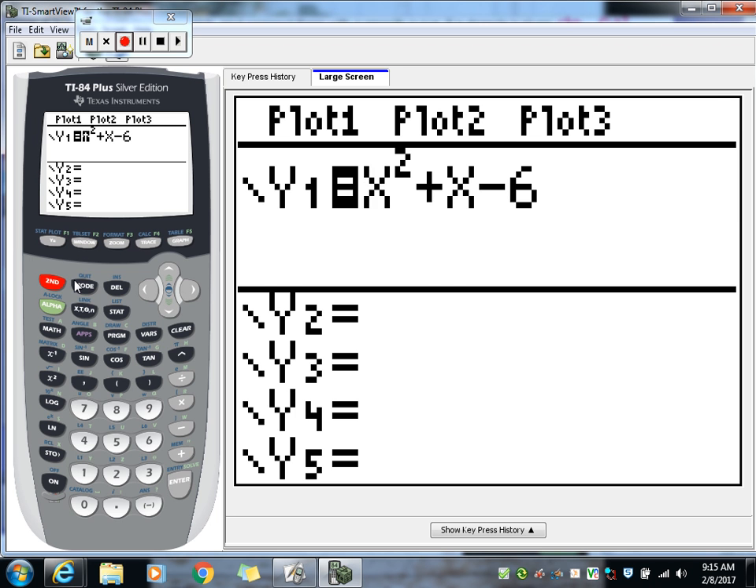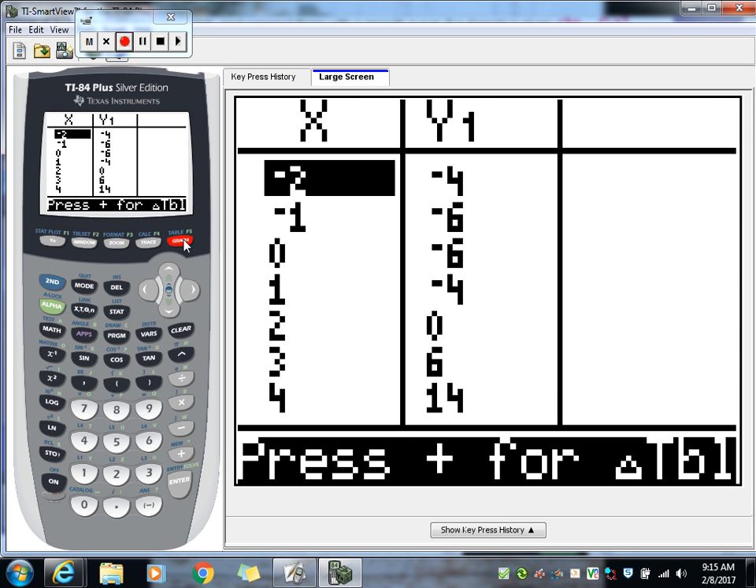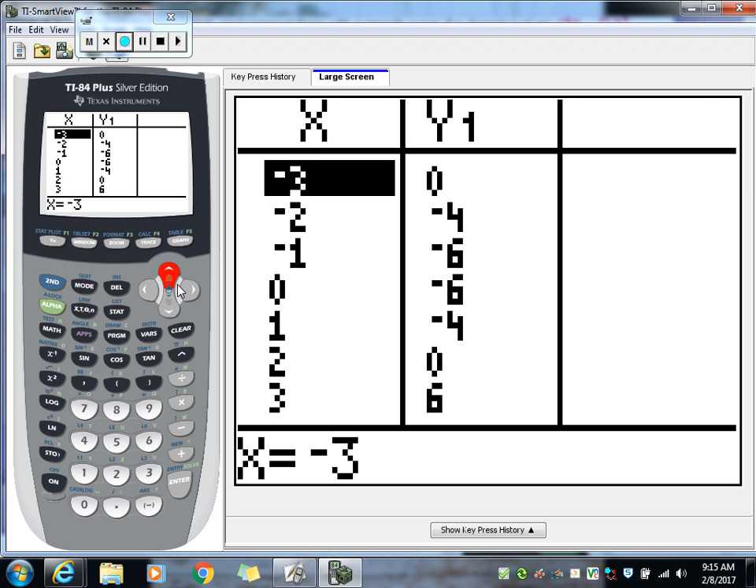So let's take a look at our table. So here's our table. Now when I talk about finding a pattern in your y-axis, we kind of have one already started here.